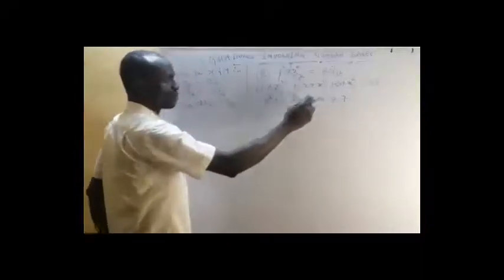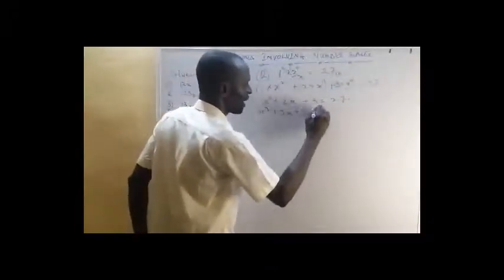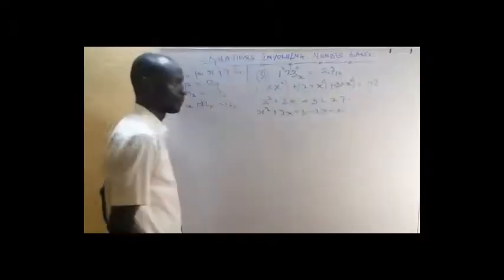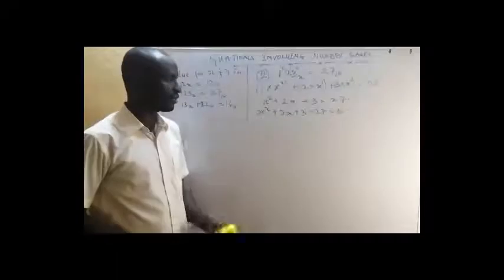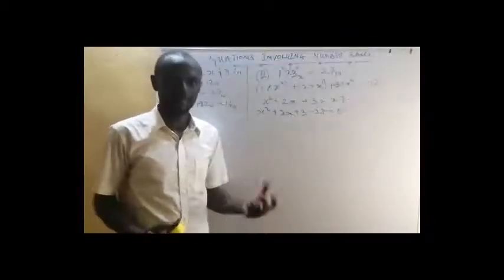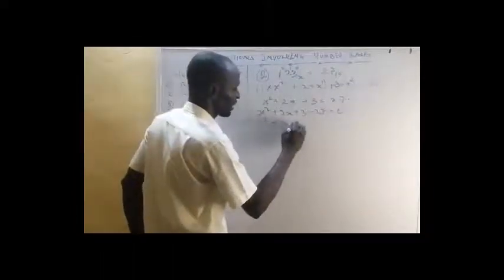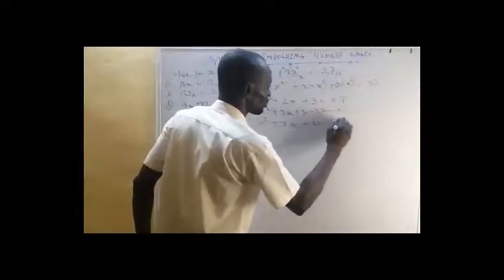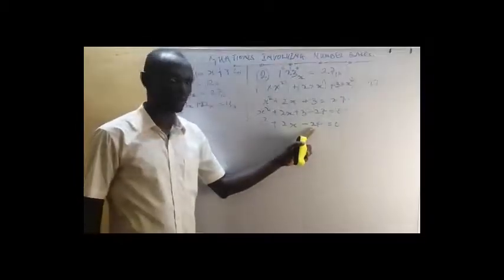Now, I'm going to move 27 to this side to become x squared plus 2x plus 3 minus 27 equals 0. Plus 3 minus 27: I have 3 naira and I am owing 27 naira. By the time I pay off my 3 naira, I have a deficit of 24 naira. I'm still owing 24 naira. So this becomes x squared plus 2x minus 24 equals 0. Remember, my 24 is a debt, so it goes with the negative sign, minus 24.